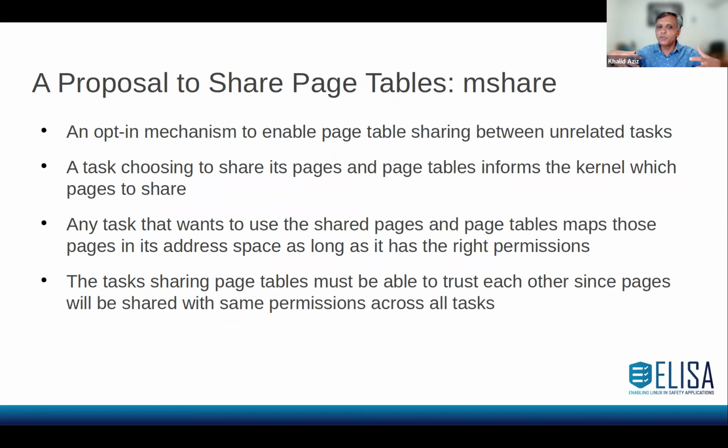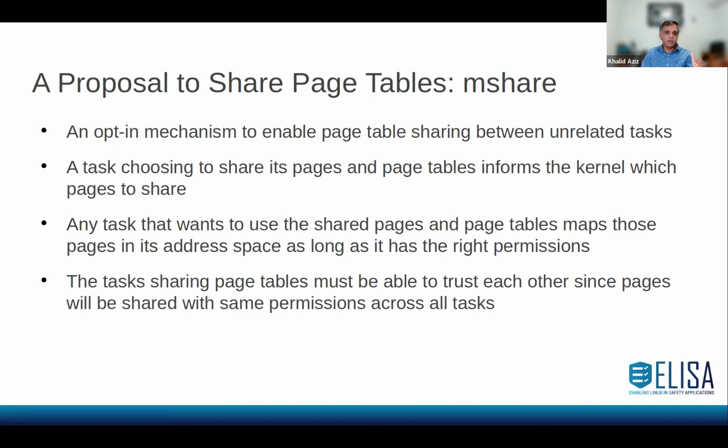So in order to do this, I have a proposal, and it's a new mechanism which I call mshare. It's an opt-in mechanism because of the conditions that exist for two processes to share page tables. They have to trust each other. And so we don't want to do it transparently without task knowledge. The task has to explicitly choose to share its page tables. So the way it works is, a task says, I have got this part of my address space that I want to share with other tasks. And it tells the kernel.